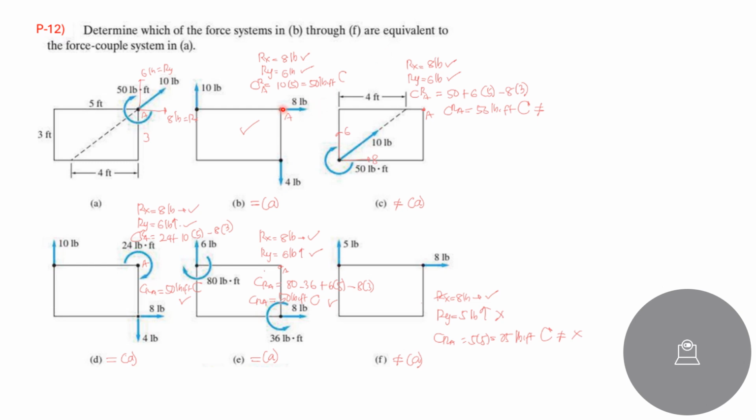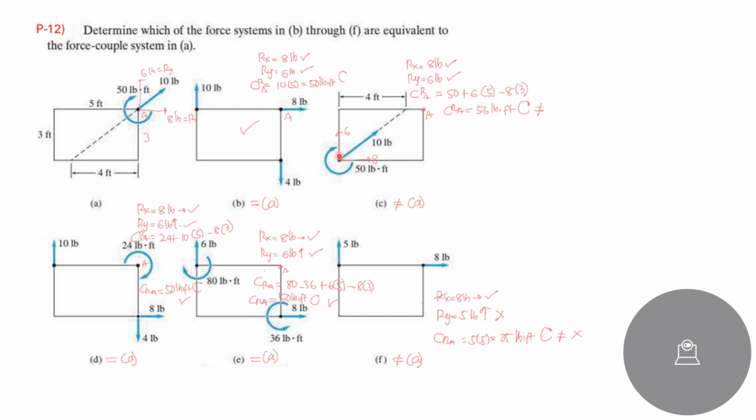Then the couple or moment about this point, I call that A, is, of course, the 8 and 4 will have no moment about A, only the 10. And the sense of the moment of the 10 pounds is also clockwise. 10 times 5 feet is 50. So the couple at A is also 50 pound-foot. And even if the couple acts here, remember the principle that couples may be shifted to any point on their plane. So it's the same. So check Rx, check Ry, check resultant couple. Therefore, the force system in B is equivalent to that of A.